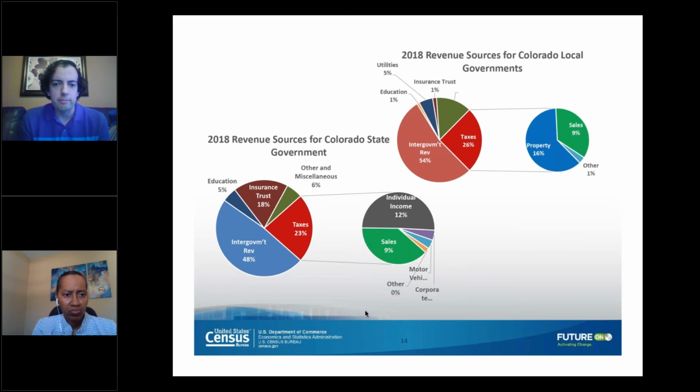Utility fees are the other most significant source of revenue for the local governments in Colorado, it looks like. Then the other things were small enough that they just kind of got grouped into the other category there.